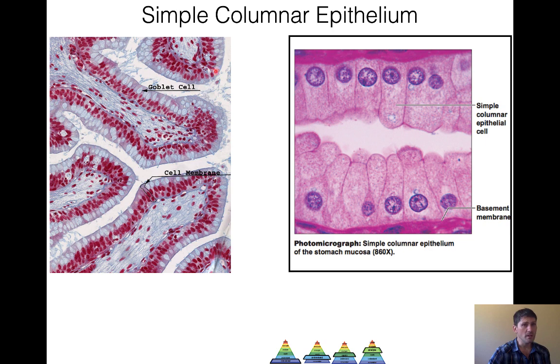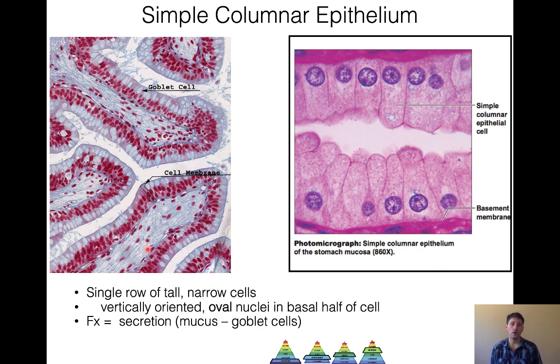Here's a great image of simple columnar cells. Here's another nice image over here. I believe you've probably seen this in labs, but you can see these really great, highly distinguished goblet cells that are clear and filled with mucus. And we can see that single columnar cell. We can see the connective tissue layer below it and our basement membrane right over here. So, a single row of tall, narrow cells. They secrete mucus. They're also involved in absorption because they're going to have microvilli on there.